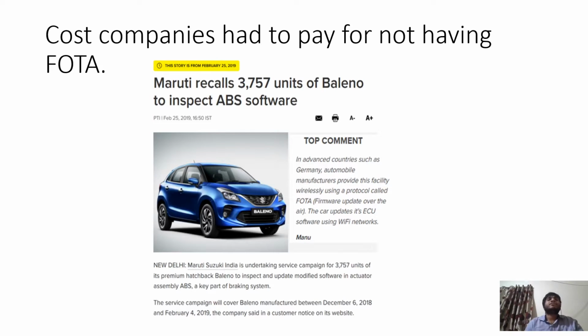Even in the past, we have seen some companies paying heavily for not having FOTA as a feature. Maruti had to call back almost 4,000 to 5,000 units of their car just to fix a problem in the ABS software. This could have been avoided, I think, if they had FOTA as a feature. At least the callback could have been avoided, which could have saved them a lot of money. That's the main advantage of having FOTA.